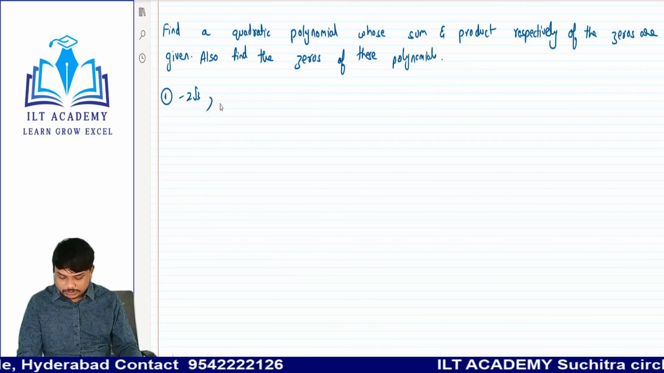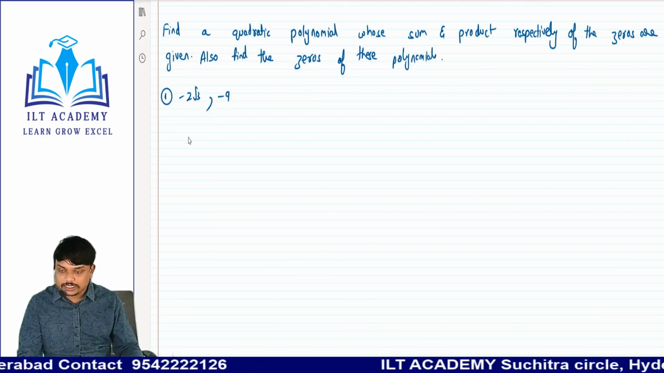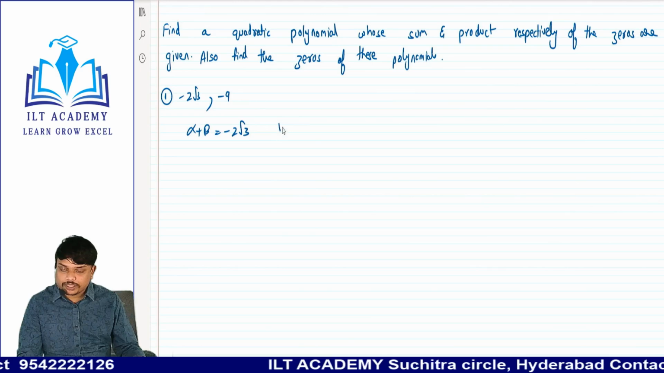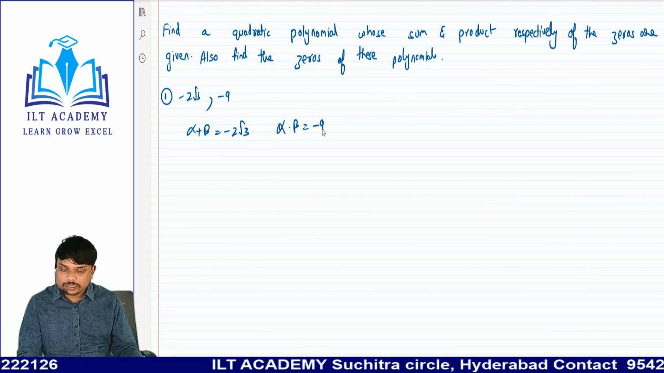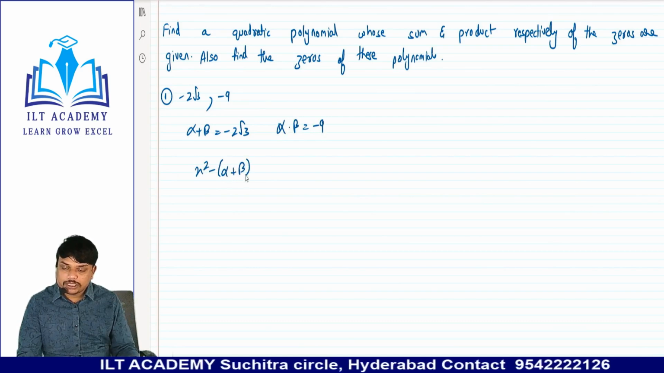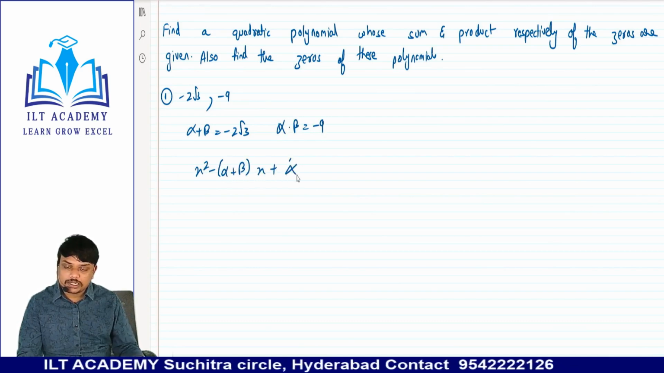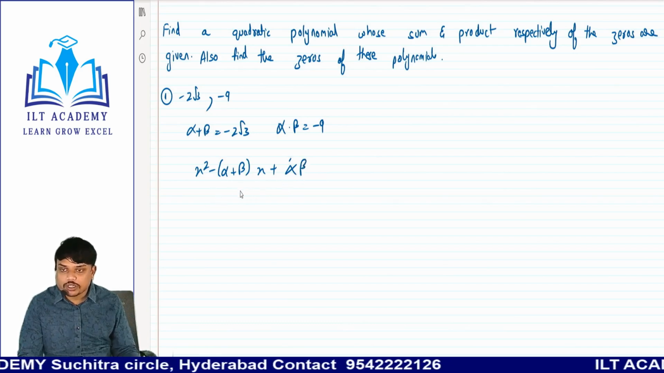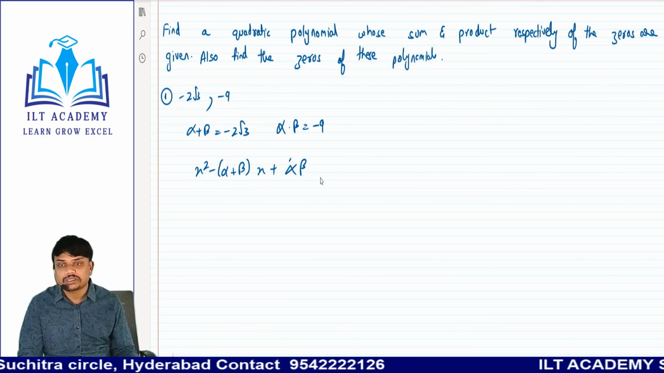Minus 2 root 3 comma minus 9. So alpha plus beta is equal to what? Minus 2 root 3. Alpha into beta is equal to what? Minus 9. So what is the equation? X square minus alpha plus beta into x plus alpha beta. Like this you need to solve the equation. Equation बनाने का formula क्या है? X square minus alpha plus beta into x plus alpha beta.